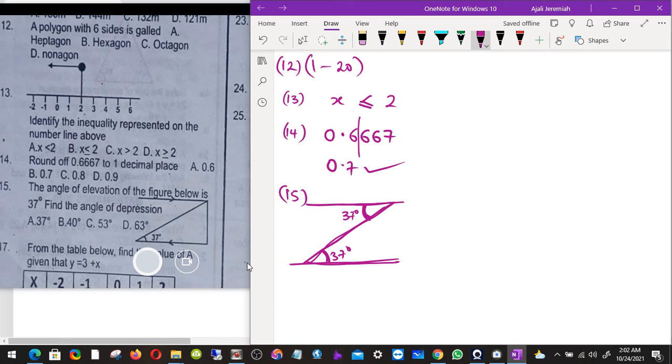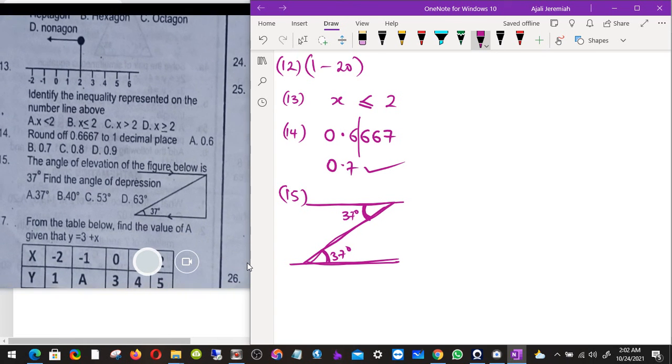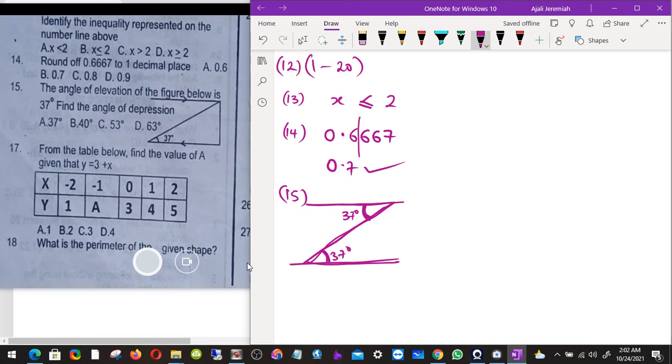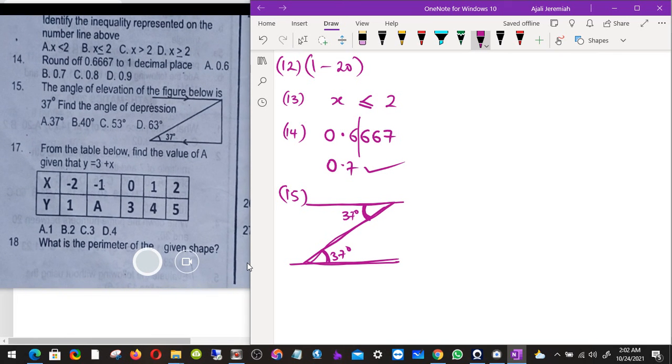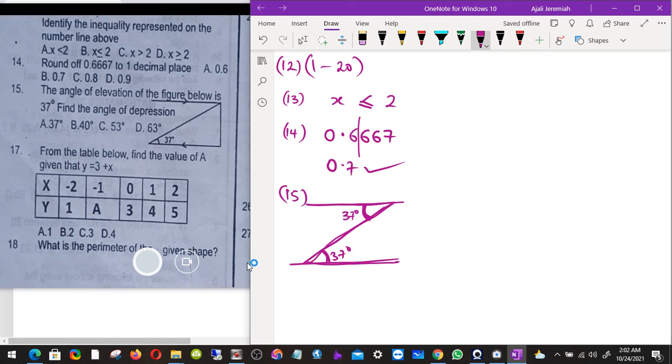Okay, number 17 is saying from the table below, find the value of A given that Y.